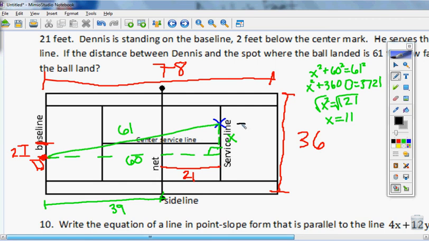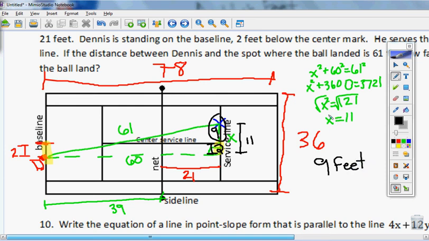That means this right here is 11. Well, we need to be careful. This distance right here from Dennis to the center mark was actually 2, don't forget. So this distance that I just highlighted in yellow has a distance of 2 from here to here. So 11 minus the 2 tells me that this distance right here from x down to there has to be 9. So the answer to this problem, after all that fun, would be 9 feet.